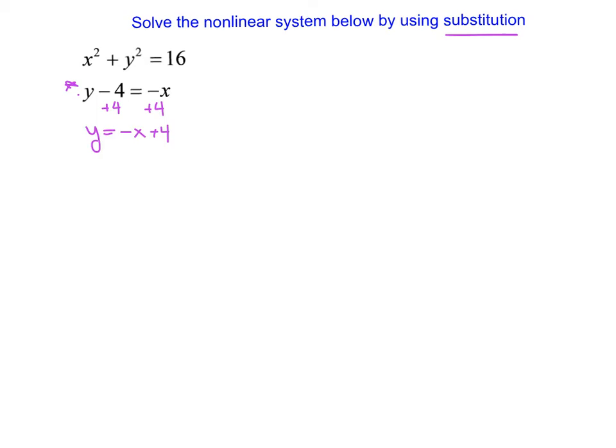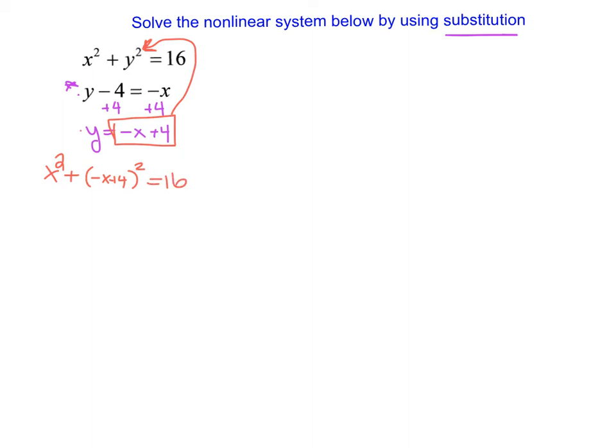Now, you can also get the x alone if you'd like and do it that way. You just have to start off by dividing everything by a negative 1. So I chose to get y alone, but it doesn't matter which variable you get alone as long as you can get it alone pretty easily. So now that I know what y is equal to, I'm going to substitute it back into this original equation here. So I have x squared plus, because I have this whole thing for y, I'm going to put it in parentheses, negative x plus 4 quantity squared is equal to 16.